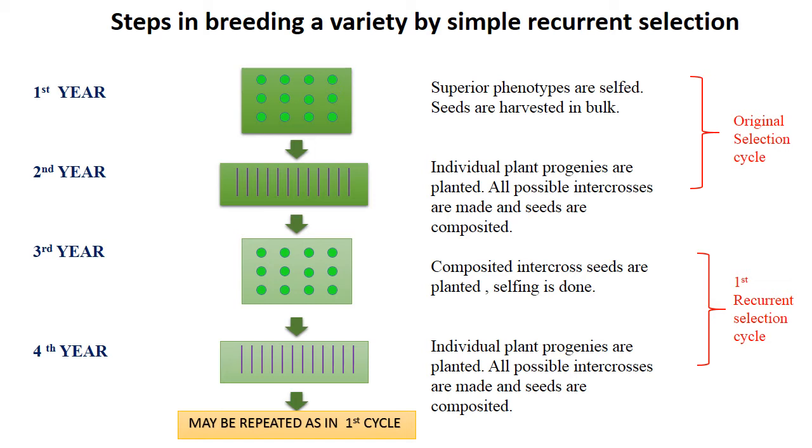In the fourth year, individual plant progenies are planted, all possible intercrosses are made, and seeds are composited. The cycle of 2 years is repeated continuously for the accumulation of desired genes by phenotypic selection.